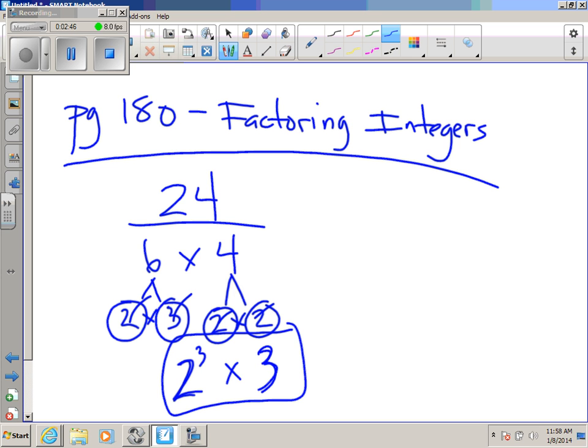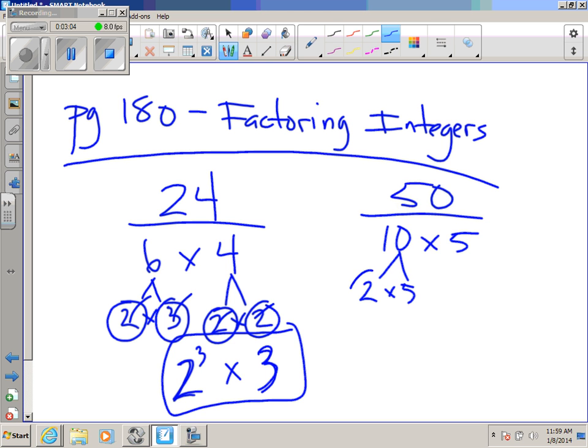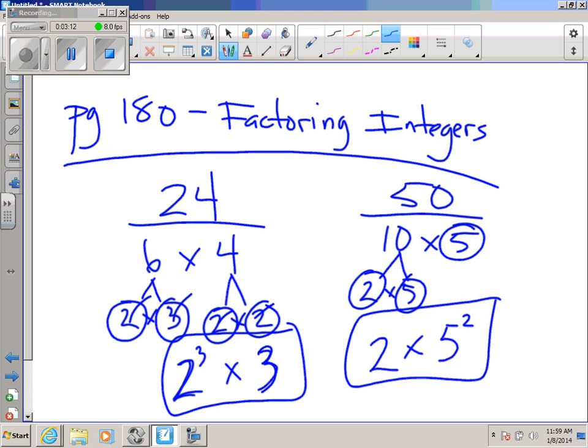All right? Try 50. Prime factorization of 50. Where are we starting, Kate? 10 times 5, that'll work. 10 breaks down to what? 2 and 5, both of which are prime. And 5, prime. So 2 times 5 to the second, right?